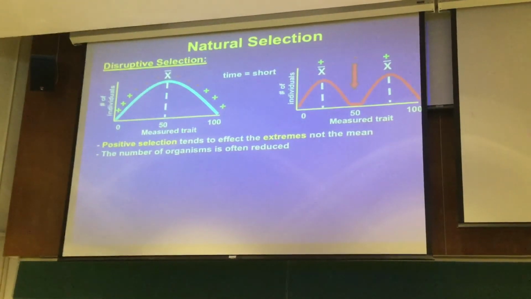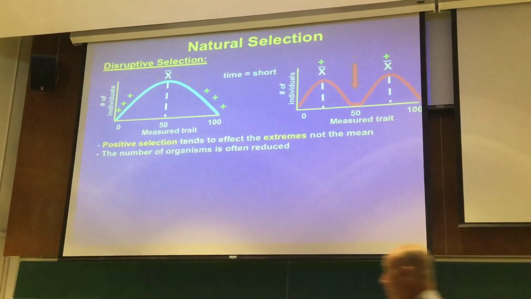So how do I know what I'm looking at if I was to give you an example graphically? The time period is long and the mean does not shift. What kind of selection? Stabilizing selection. The time period is long, but the mean shifts to the left or the right, but not both. Directional. The time period is short, the mean is selected against, and the extremes are selected for. That would be disruptive. So what's an example of disruptive selection?